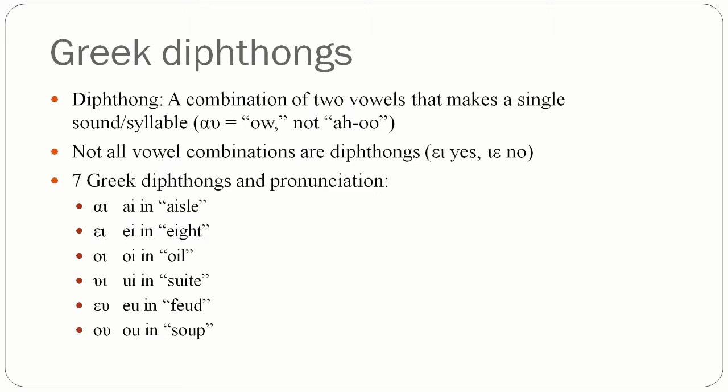All right, first one, alpha iota is the AI in aisle, so I, alpha iota. Epsilon iota is A, as in eight, A. Then you have omicron iota. This one is pronounced oi, as in oil.